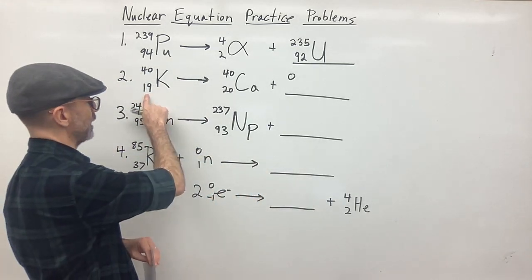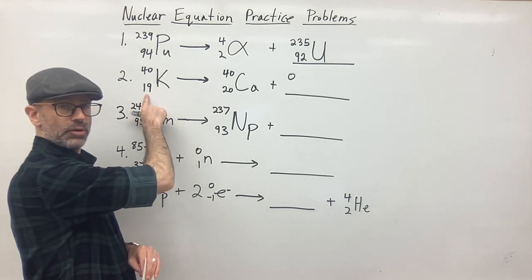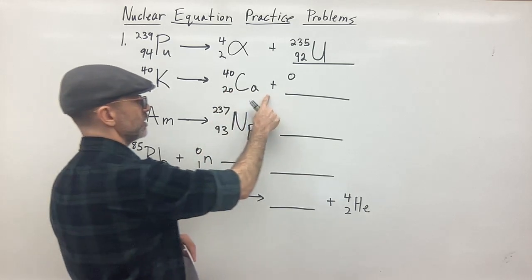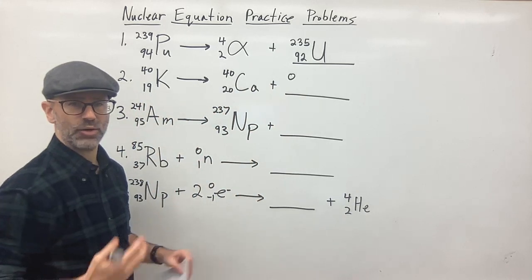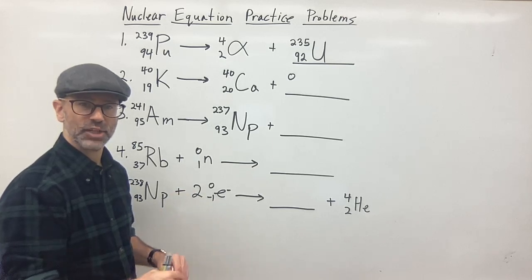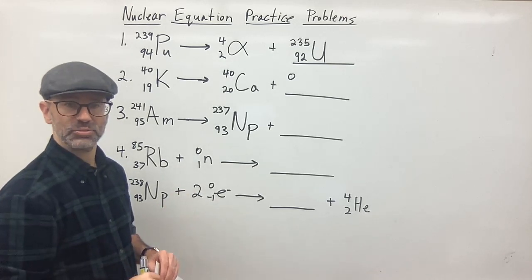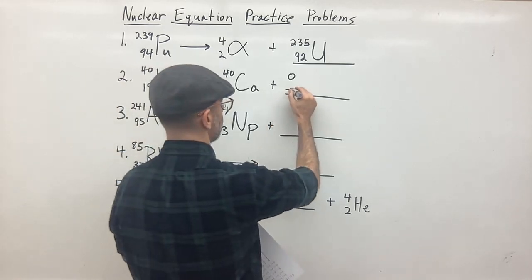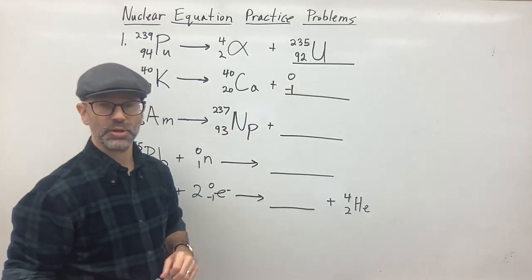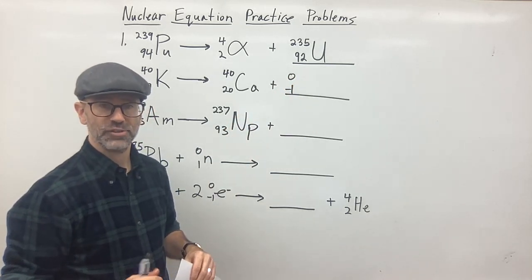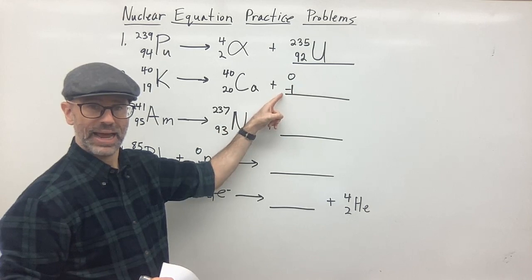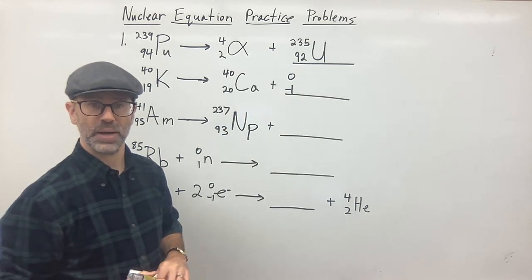Here, I have 19 for the bottom number, the number of protons, the atomic number. Here I have 20. So 20 plus what gives me 19? How do I get 19 from 20? Well, I've got to subtract 1, right? So 20 minus 1 gives me 19. So here, I'm going to have a minus 1. So now that we have the top number and the bottom number, we can identify this particle. And so we would identify what particle has a mass number of 0 and a negative 1 charge. Well, that would be your beta particle.